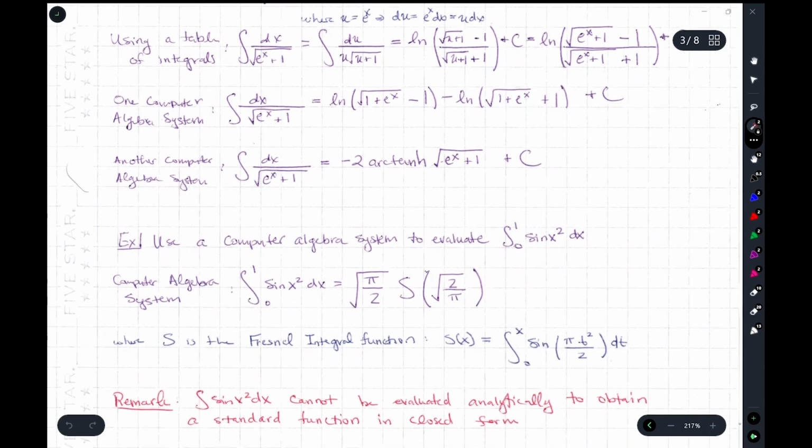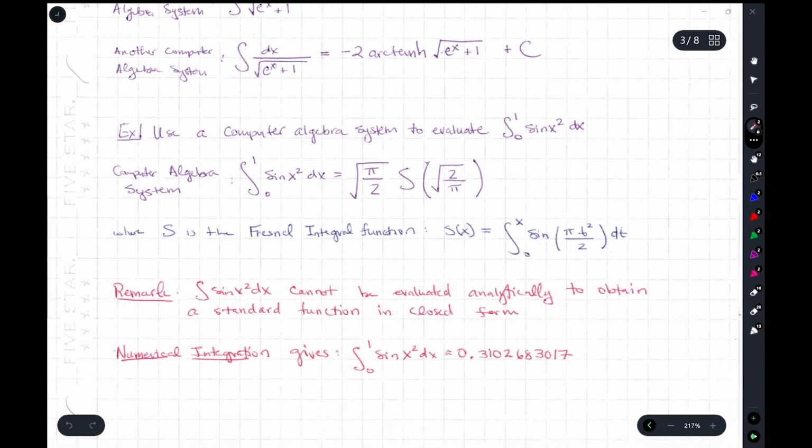But sometimes computer algebra systems cannot give you a closed form. It'll give you something like this for a result like sine x squared. That's because the integral of sine x squared cannot be written in definite form. There are no simple functions to write the antiderivative for sine x squared. It'll spit out something like this. And S is a Fresnel integral function, which doesn't sort of help you much because it's basically that integral, right?